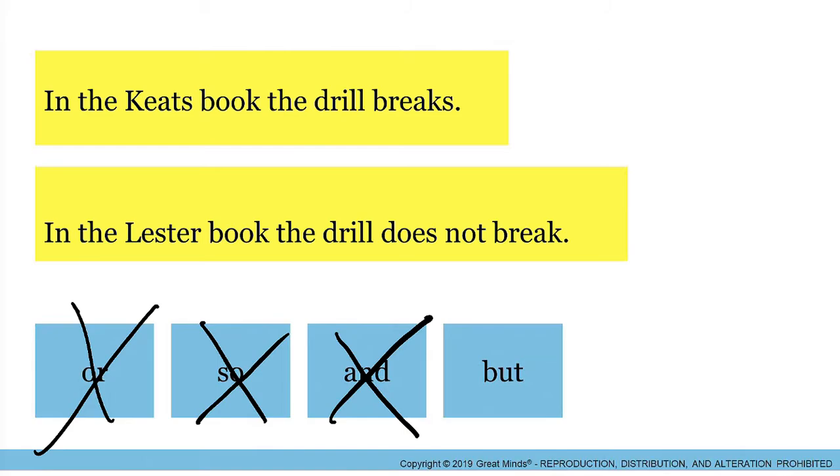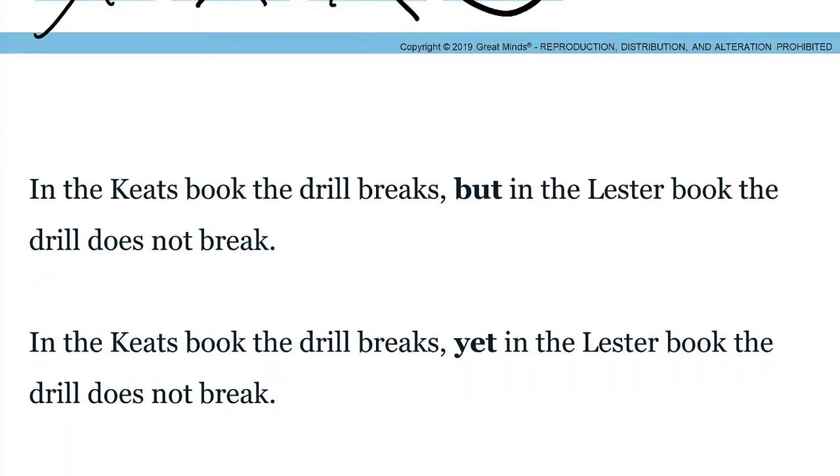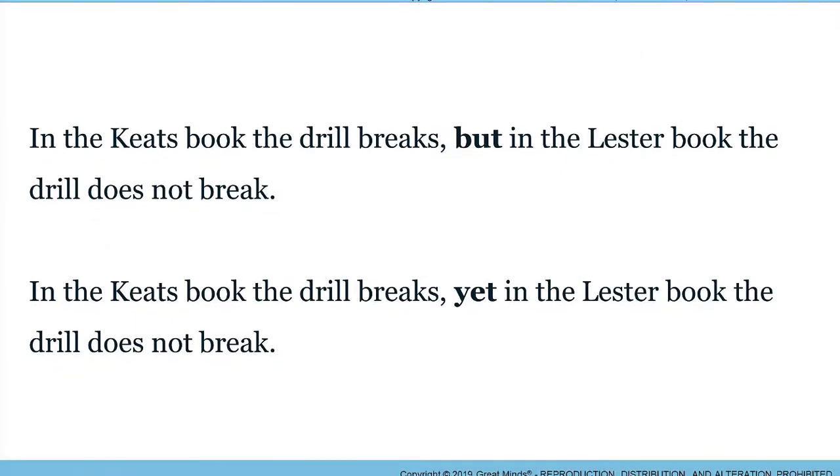In the Keats book, the drill breaks. But in the Lester book, the drill does not break. Ding, ding, ding. Here is our compound sentence. So we have that first sentence. In the Keats book, the drill breaks. Then we have our conjunction, or a connecting word. And notice there is a comma before it. But in the Lester book, the drill does not break. So we just took those two simple sentences, combined them to make a compound sentence that makes our writing more interesting.